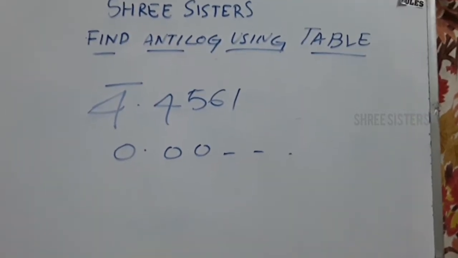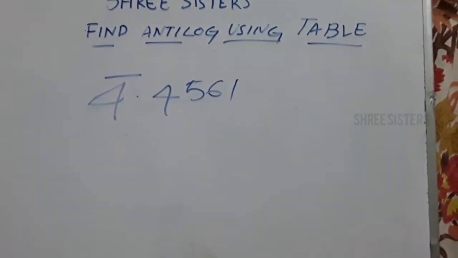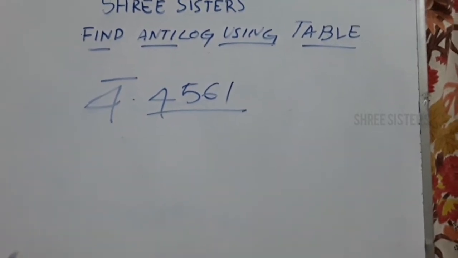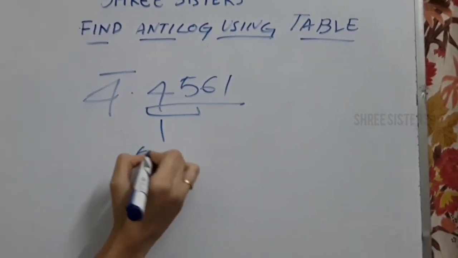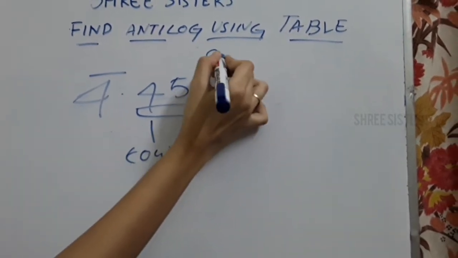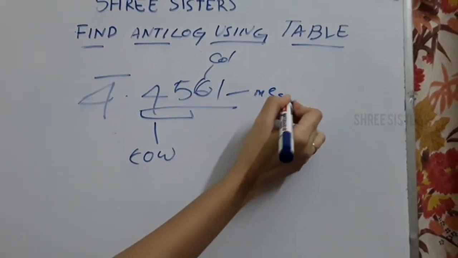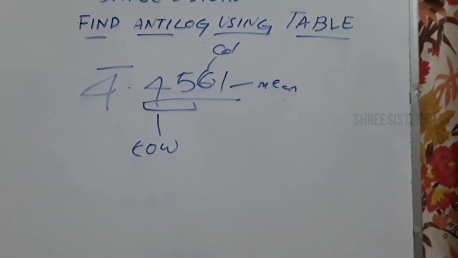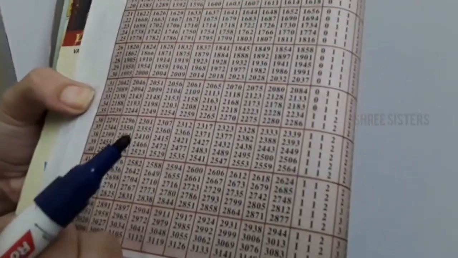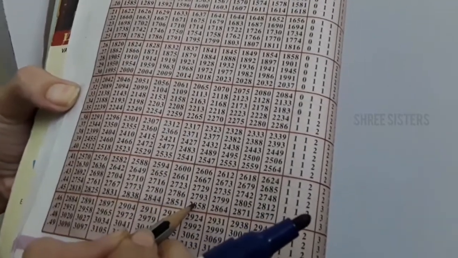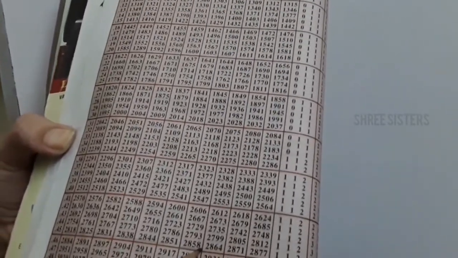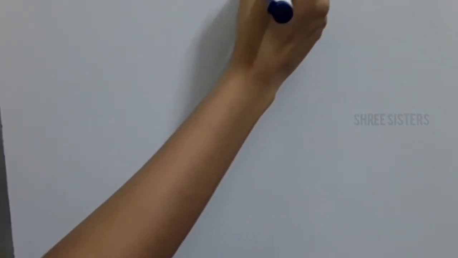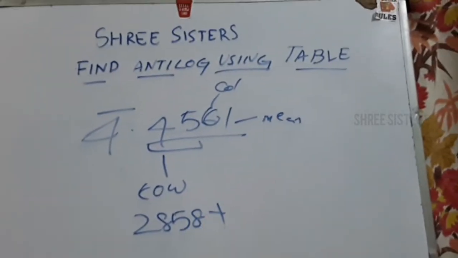What you have to do is generally find the normal anti-log for 4, 5, 6, 1. For the first 2 digits you have to see the row and the third digit the column, and this one is the mean difference, and we have to add them both. So let's do that. For 45, the column is 6, so 45 and 6, we get 2858. Now we should add the mean difference 1.